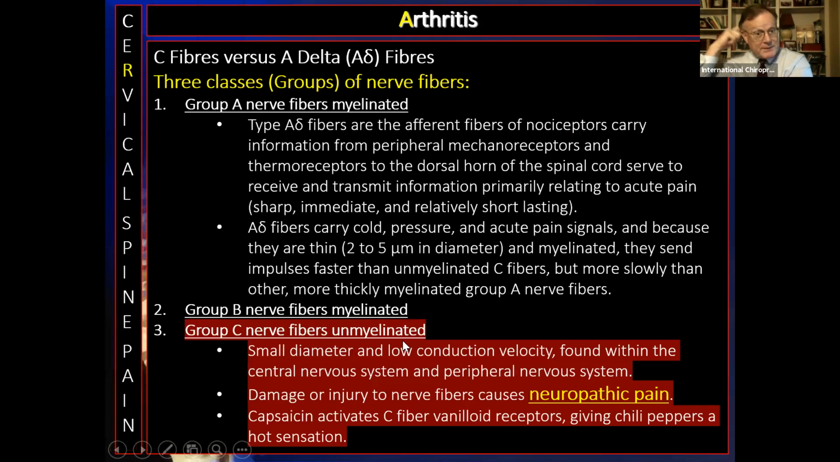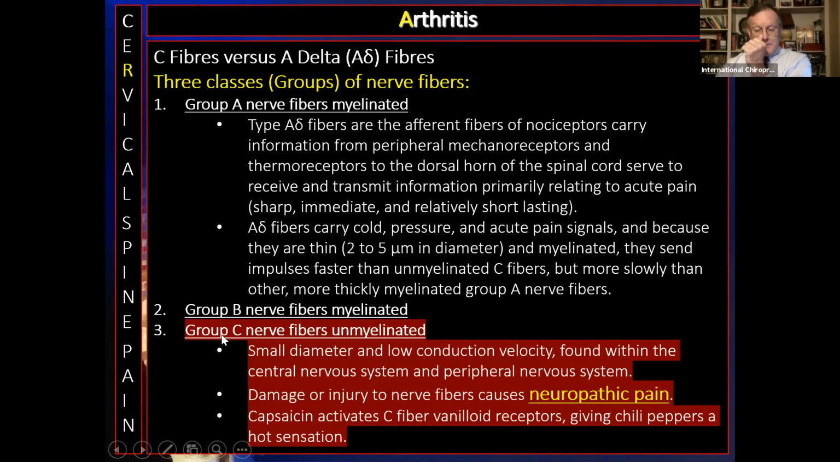Now, let's talk a second about what difference that makes. These C fibers versus A delta. The group A fibers are myelinated, so they travel very fast. And the larger, thicker they are, the faster that the messages travel along these myelinated fibers. The afferent fibers, the nociceptors, carry information from the peripheral mechanoreceptors, like the tip of your finger when you get it burned on a charcoal, to thermal receptors in the dorsal horn of the spinal cord. And that receives that information, transmits that acute pain vertically up to the brain. The group B fibers we'll talk about later.